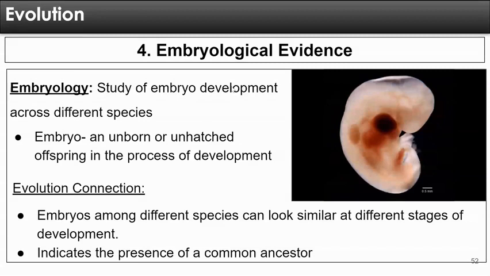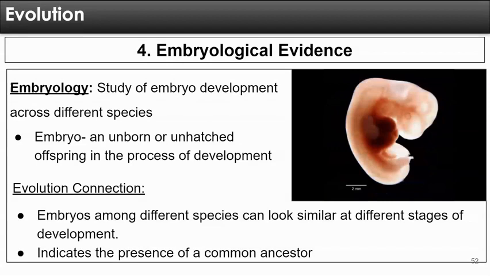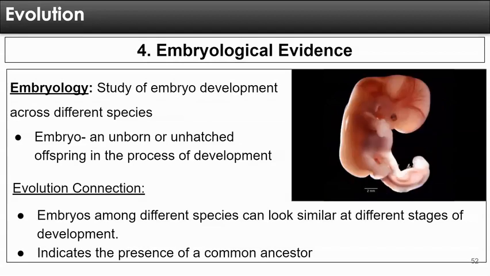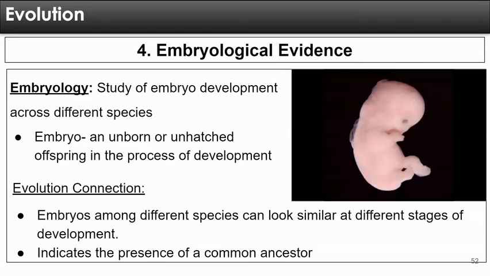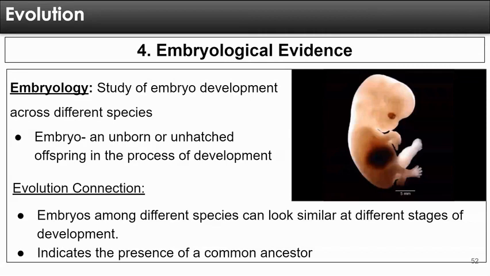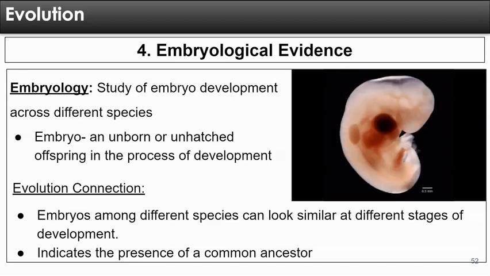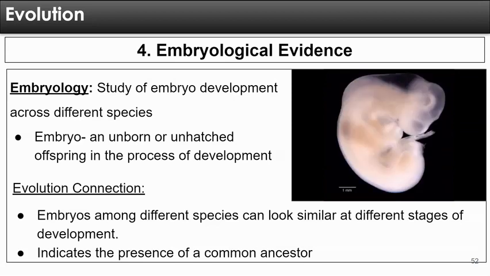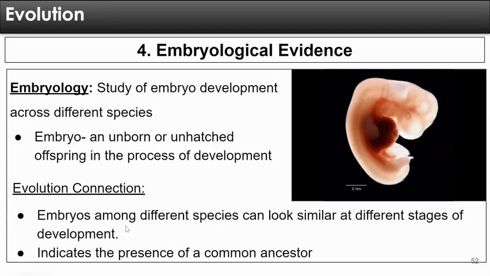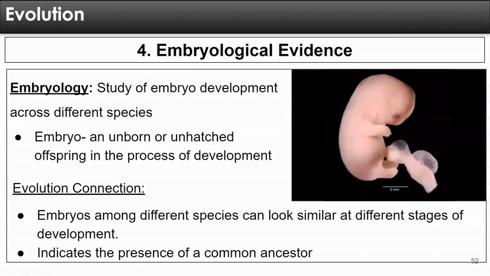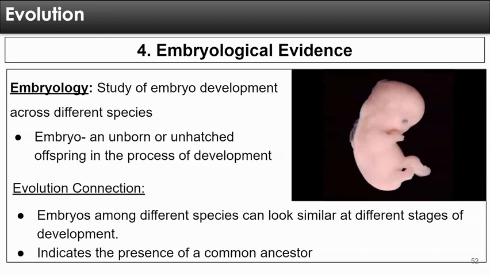And the last piece of evidence is embryological evidence, a study of embryos. You are just writing the word embryo there. Study of embryo development across different species. An embryo is an unborn or unhatched offspring in the process of development. You can see the image there to the right of a human developing from an embryo. Now, how is this proof of evolution? On the very bottom, it says embryos among different species can look similar at different stages of development, which indicates the presence of a common ancestor. Pretty interesting stuff when you study embryos.